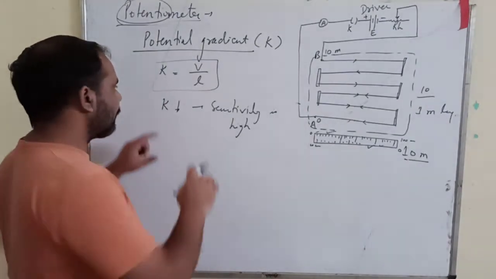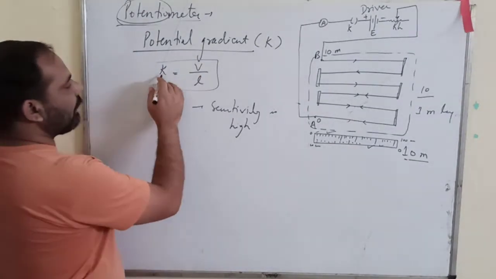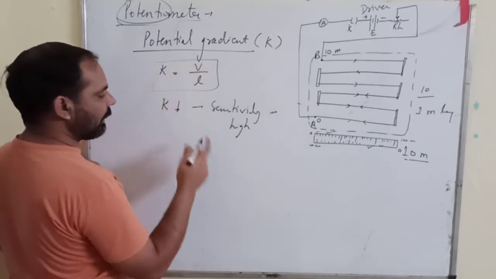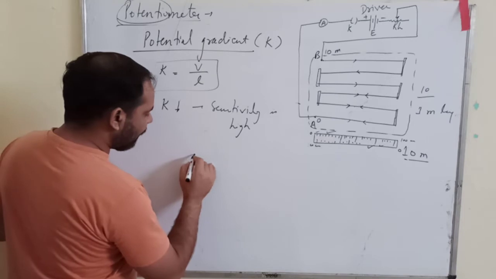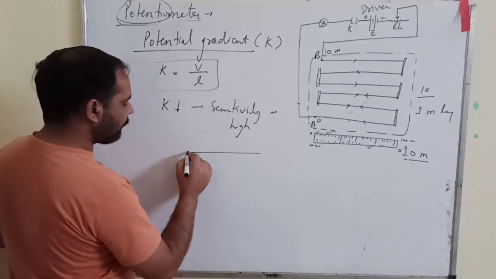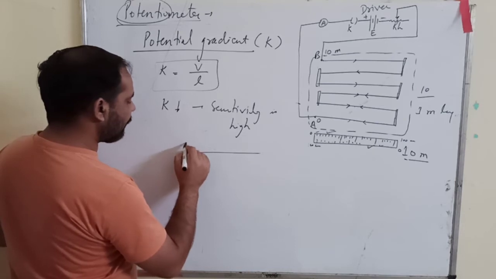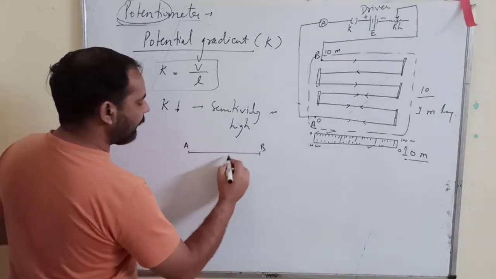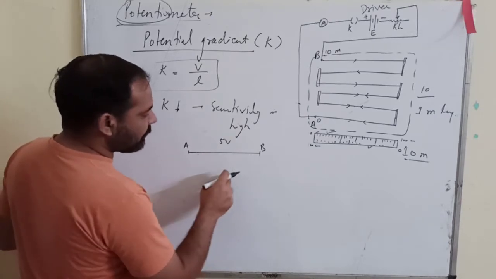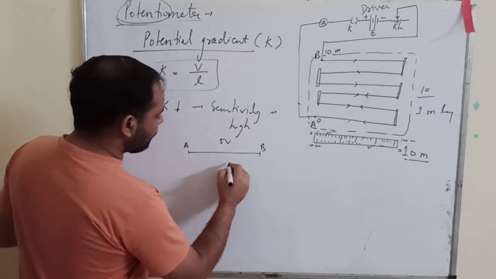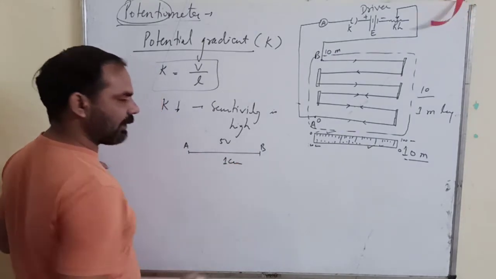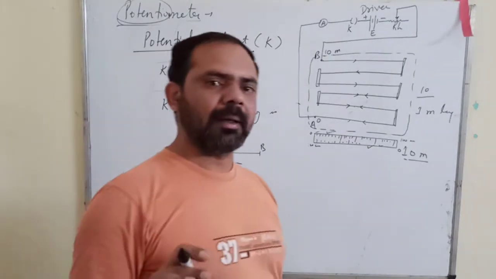I will simply explain this term, that K, this potential gradient, is the drop per unit length. Suppose in case of a wire, the potential drop between A and B is 5 volt, and it drops through a distance of, suppose, 1 centimeter. Just giving you an example.